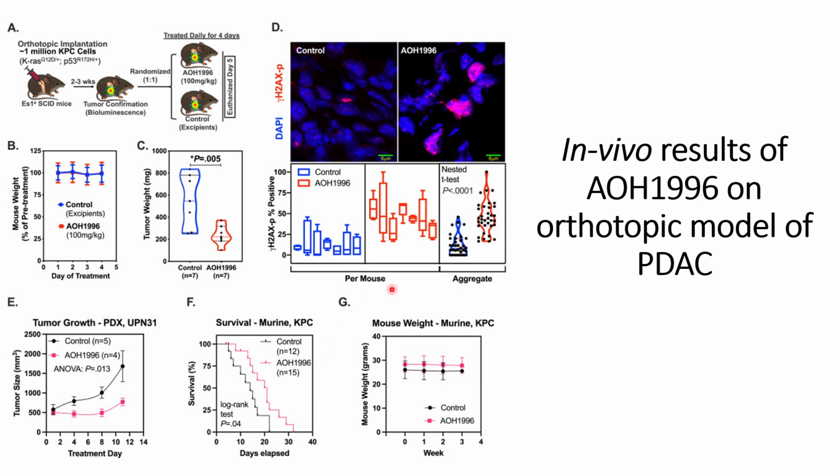Next, they wanted to check whether it also has any other impact. So they checked the mice weight, and they do not see any significant changes in the mice weight when comparing the control and AOH1996. All these things together indicate that AOH1996 has a role in suppressing the tumor growth rate, and can even lead to an increased survival rate, as has been shown here in the mouse model.